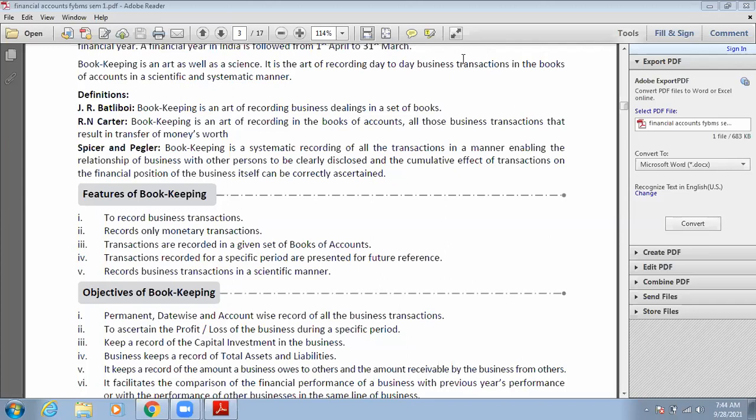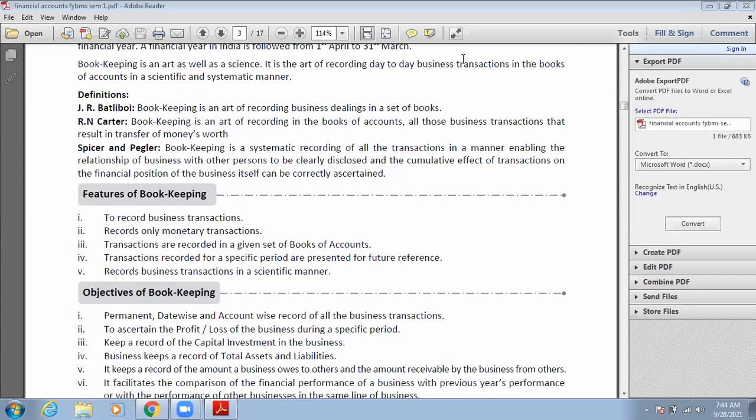Transactions are recorded in the given set of books of account. That means whatever transaction, goods coming in, goods going out, that can be recorded in the books of account. Transactions recorded for the specific period are preserved for future reference. See, as I told you, the financial year starts from 1st April and ends on 31st March. There is a period of 1 year, 12 months. So it is not possible to remember what happened in that time, so it is very much essential for future reference also.